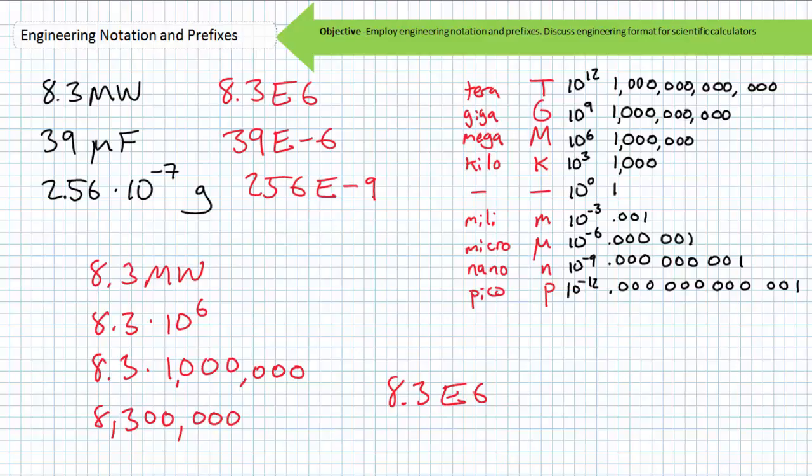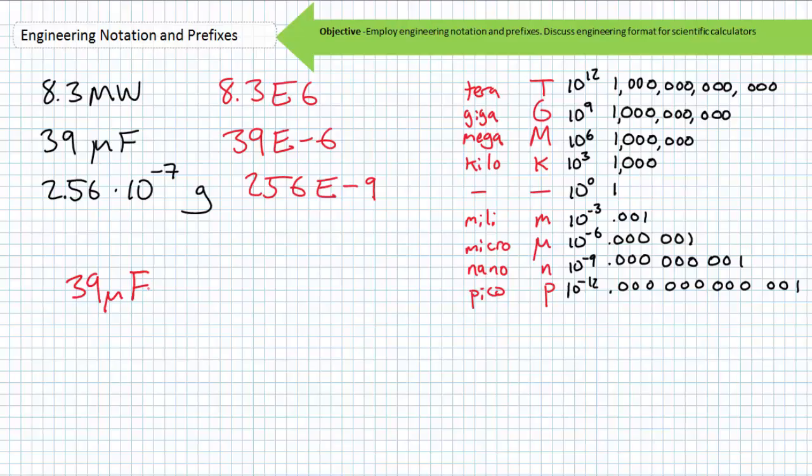8.3 megawatts is 8.3 times 10 raised to the sixth. Enter this as 8.3 EE6. Again, the calculator returns 8.3E6. Same results with less keystrokes and less math. That's the point of engineering notation. It makes unusually large and unusually small numbers less cumbersome and easier to manipulate.